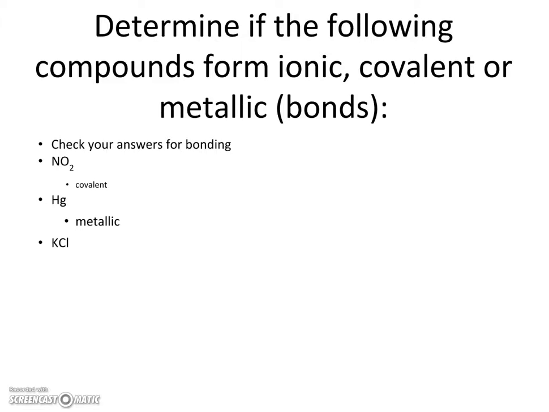KCl, K is a metal, Cl is a nonmetal, and so that will be an ionic compound. FeBr3, Fe is a metal and Br3 is a nonmetal, so that would be ionic. And CO2, carbon and oxygen, carbon is a nonmetal, oxygen's a nonmetal, so that would form a covalent bond.